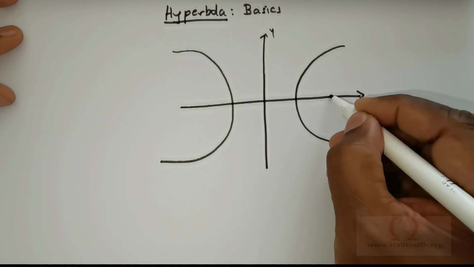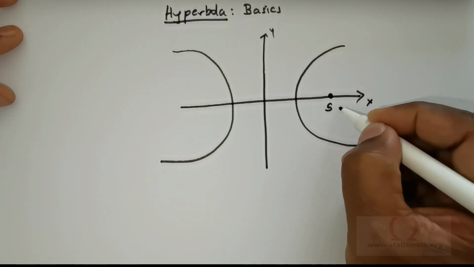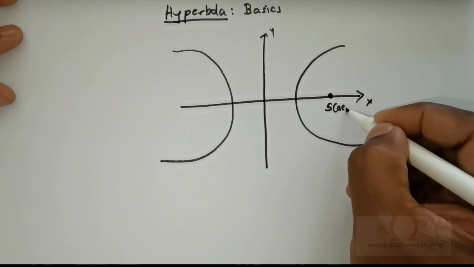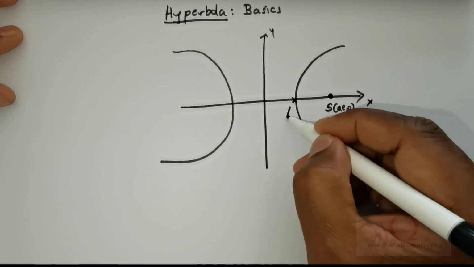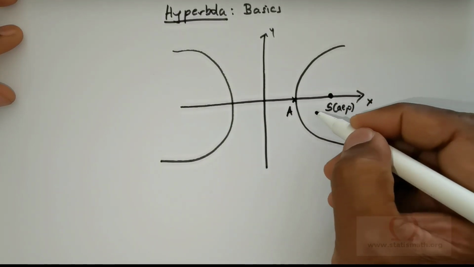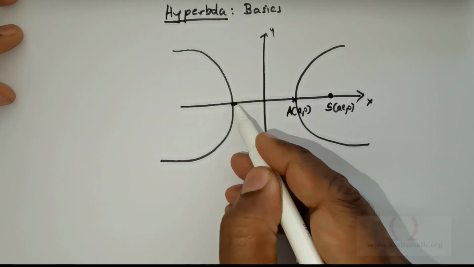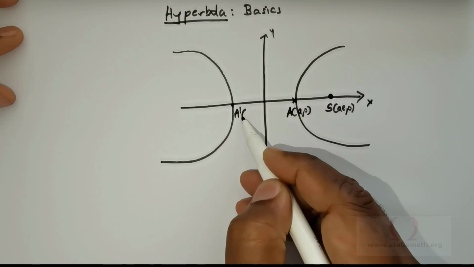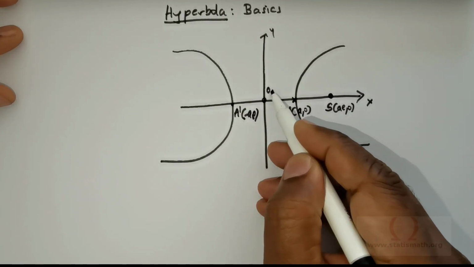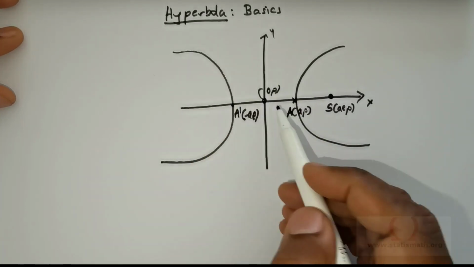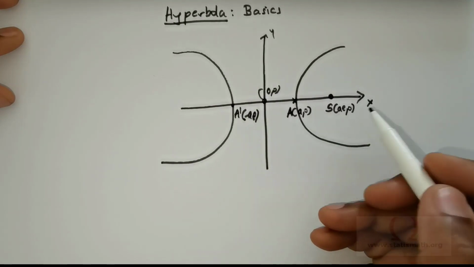So just as in the case of the parabola, we will have a focus and its coordinate is going to be a, 0, and a vertex A, and its coordinate is going to be a, 0. Similarly, there is a vertex on the negative side which is A dash and it's going to be negative a, 0. This is the center. Okay, this is a hyperbola centered at 0, 0.